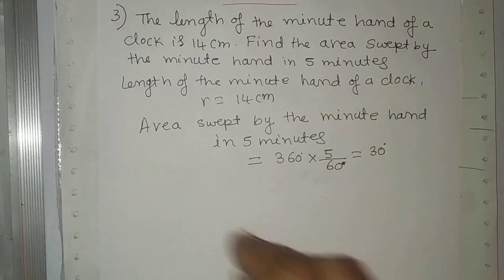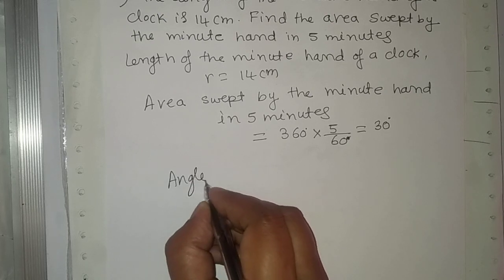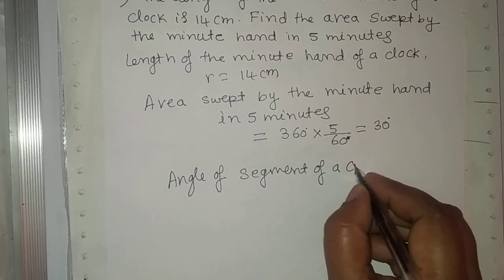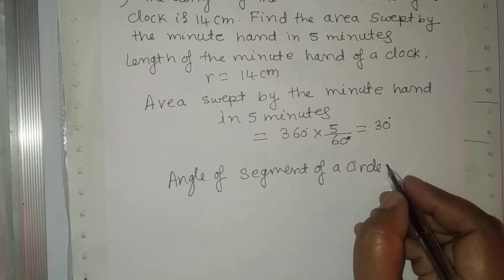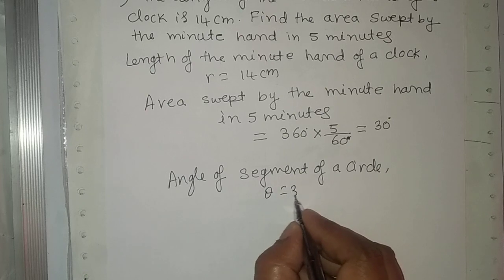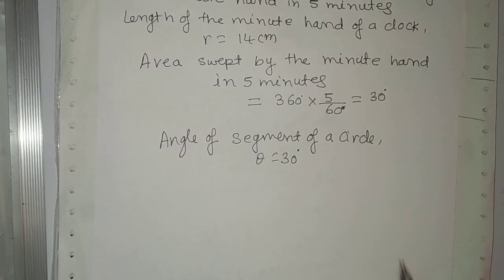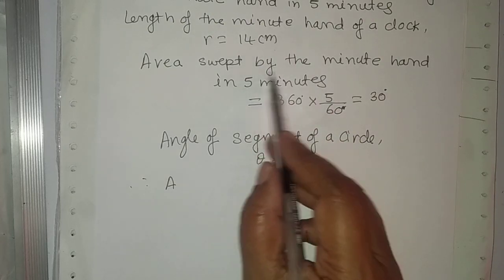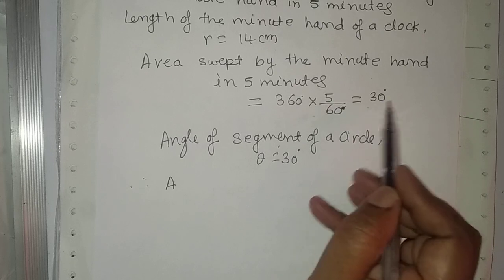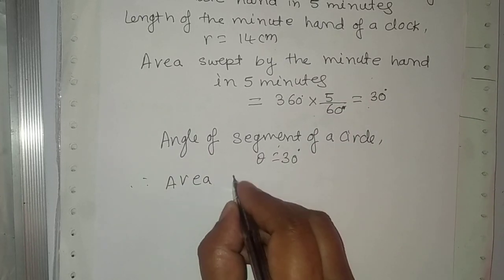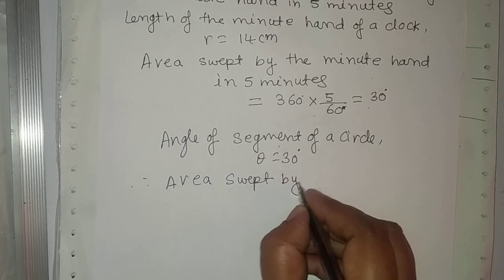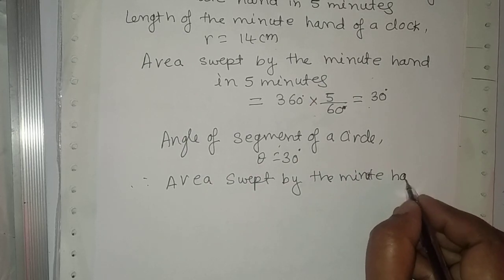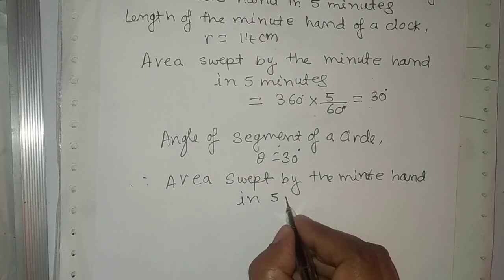After this, the next step: the angle of the segment of a circle is equal to 30 degrees. So we found the angle of the segment of the circle. Next is the area. The radius is given, and the angle for the area swept by the minute hand in 5 minutes we calculated. So next is the area swept by the minute hand in 5 minutes.